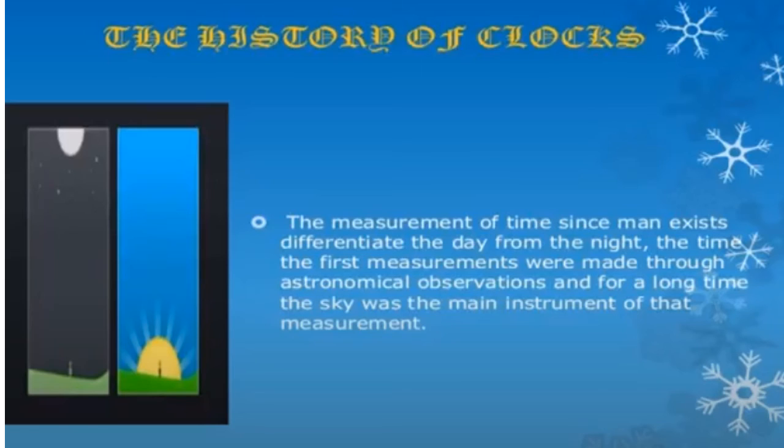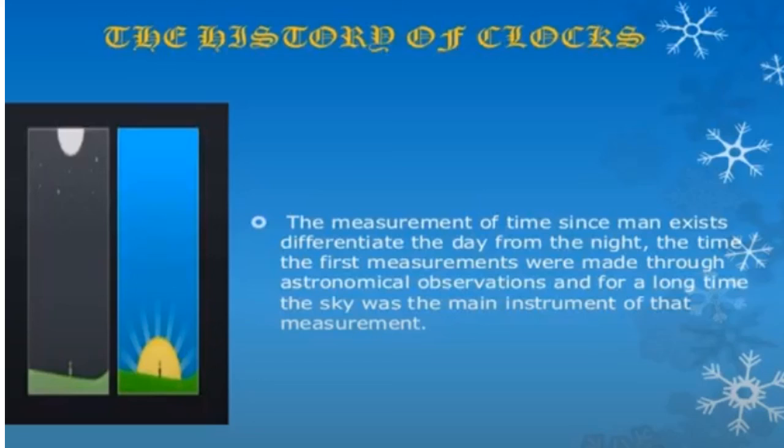So let's look at the history of clocks. Before the clocks were invented, people used to measure time by looking at the sky, and they would differentiate between the day from night and from night to day. The time was first measured through astronomical observations as well, by looking at the sky only, how when the sun comes and when the moon comes, and what is the location of the moon and what is the location of the sun. And for a long time the sky was the main instrument to measure time.